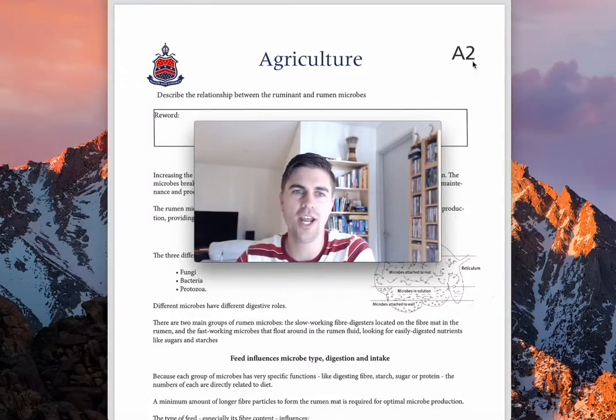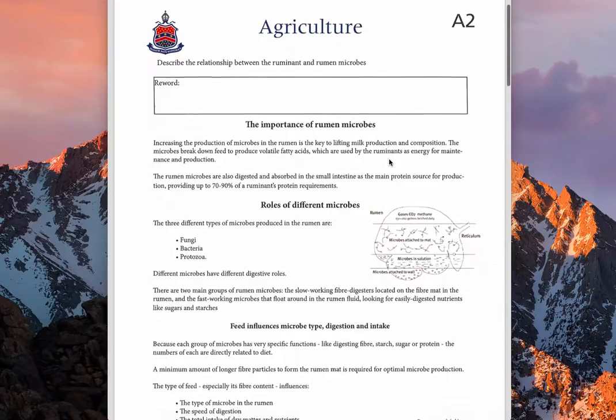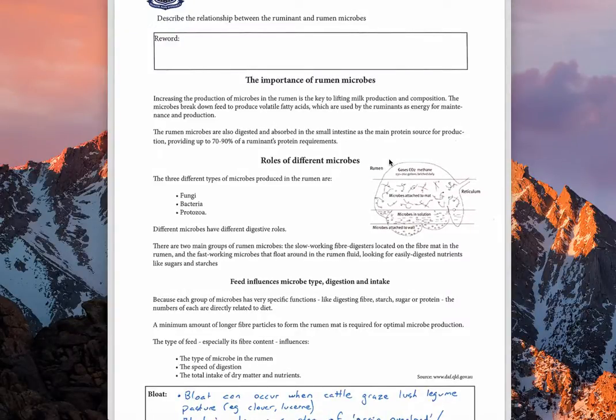Welcome to dot point A2, which is describing the relationship between the ruminant and rumen microbes. So the ruminant animal, such as sheep and cattle, are unique in a way. They have four compartments to their stomach. Some people say they have four stomachs, but basically they have one stomach with four compartments, and they have microbes in their stomach which help to break down the food.